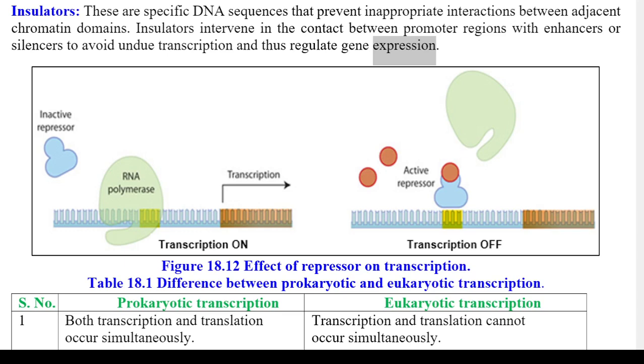Table 18.1 Difference between prokaryotic and eukaryotic transcription. Prokaryotic transcription: 1. Both transcription and translation occur simultaneously. Eukaryotic transcription: Transcription and translation cannot occur simultaneously. Prokaryotic: 2. There is no definite phase for its occurrence. Eukaryotic: It occurs in the G1 and G2 phases of the cell cycle.